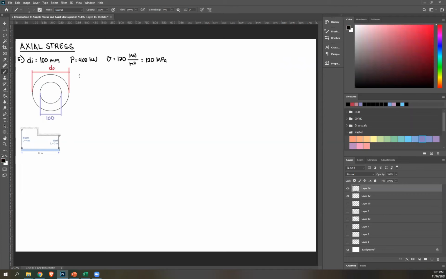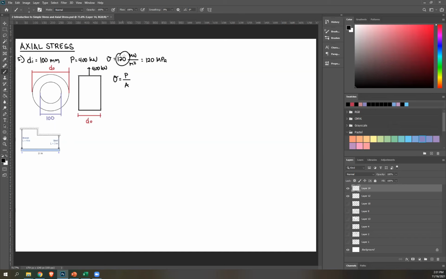And then let's draw a side view. So this is your tube. It's experiencing a tensile load of 400. And once again, this is your outer diameter as well. Okay, so tensile load, meaning this is under tensile stress. So we can just use the equation for tensile stress, which is just axial stress, P over A.